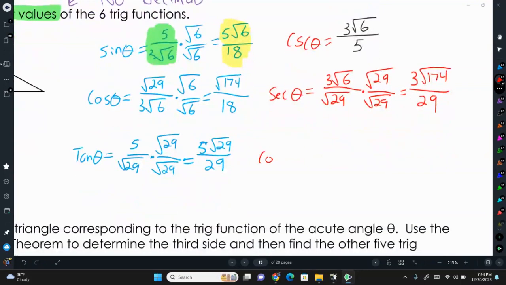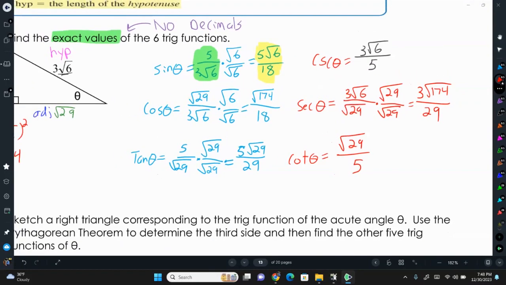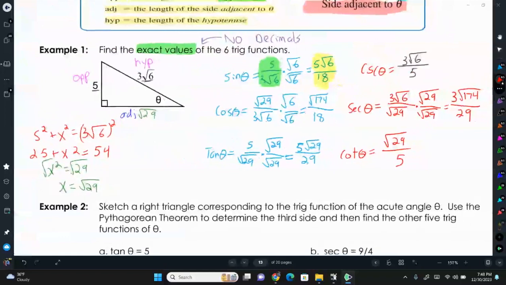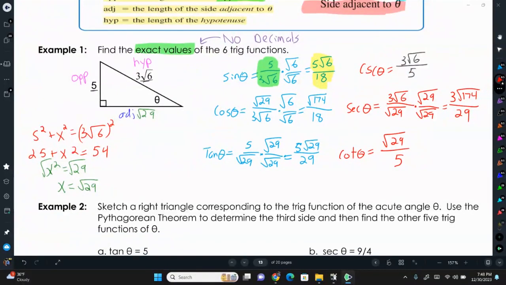And then finally, cotangent is tangent flipped. So I'm going to take 5 over the square root of 29 and flip that. Gives us the square root of 29 over 5. So for a lot of these problems today, it's going to be like the same type of process. You have two sides. You have to find a third one, use Pythagorean theorem, and then find the other trig functions.